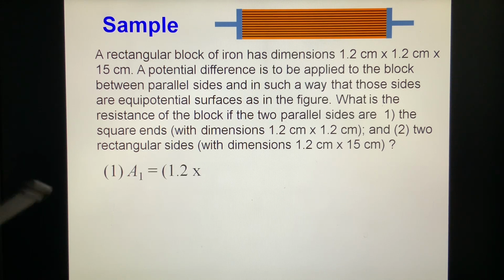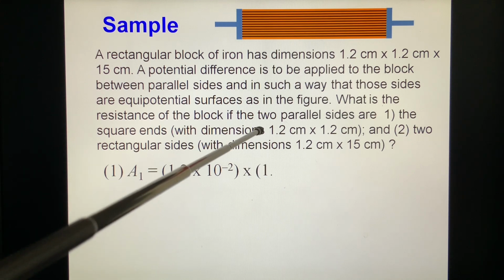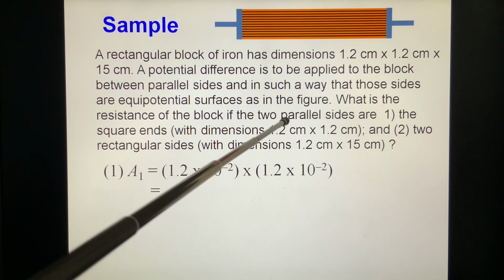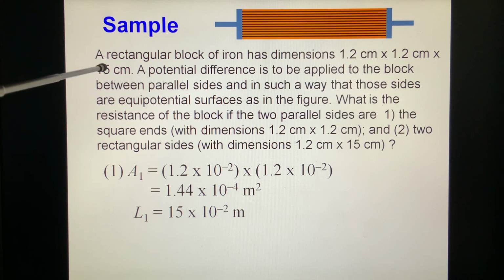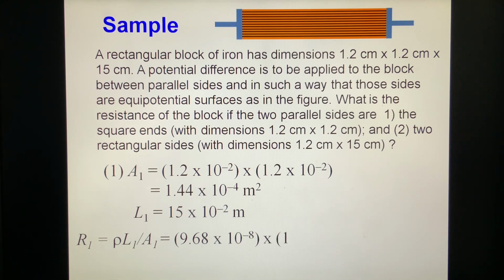So the answer: the area is 1.2 times 1. We have to use the standard unit, meter, so centimeter is 10 to the minus 2 meter. This is the area, and the length is 15 times 10 to the minus 2 meter. So we put R1 equal to rho L1 over A1. We know the rho, this is standard iron. Then you have L1, you have A1, and you get R1.